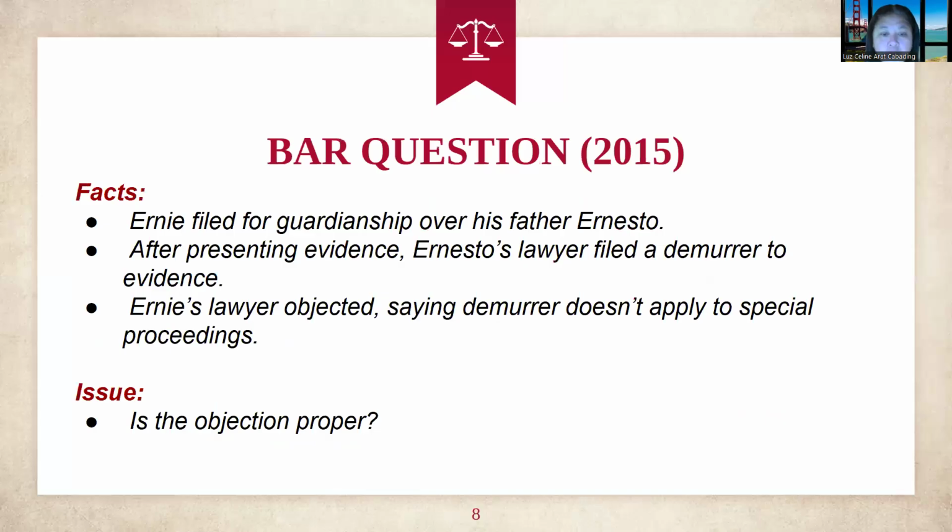Now, let's go through a quick bar question to apply what we have learned. So here are the facts. Ernie filed a petition for guardianship over his father, Ernesto. Now, after Ernie presented his evidence, Ernesto's lawyer filed a demurrer to evidence. Ernie's lawyer objected, claiming that a demurrer is not proper in a special proceeding. So the question is, is the objection proper?